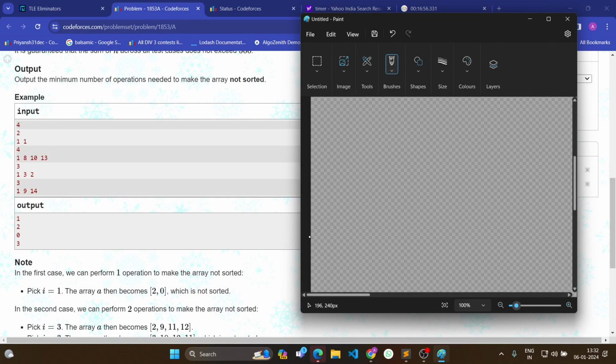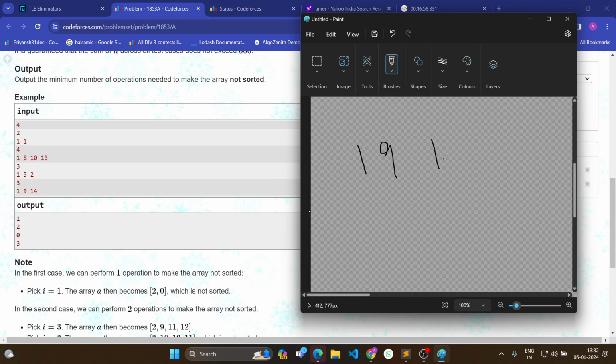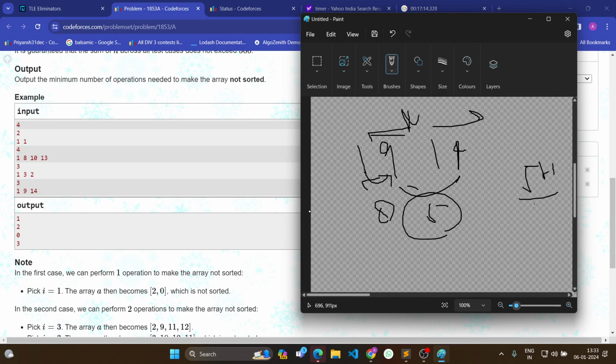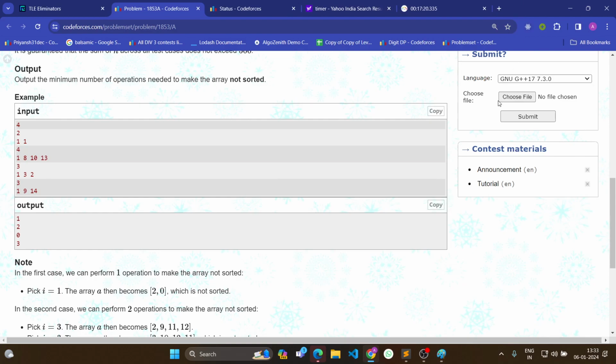For example, here I can just keep one index here and make it not sorted. So basically 1 and 9. What is the difference? The difference is 8, and the other difference is 5. So obviously the answer is minimum difference by 2 plus 1. Answer is that.